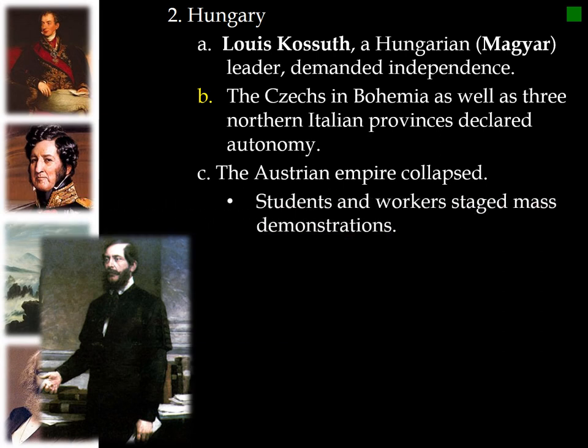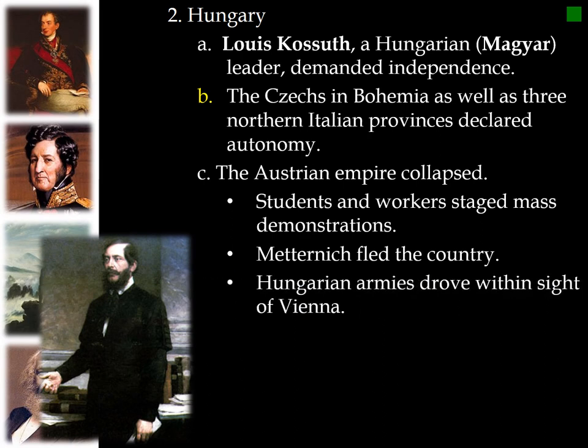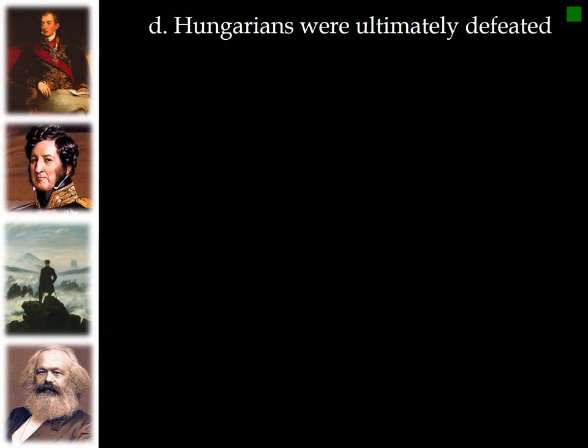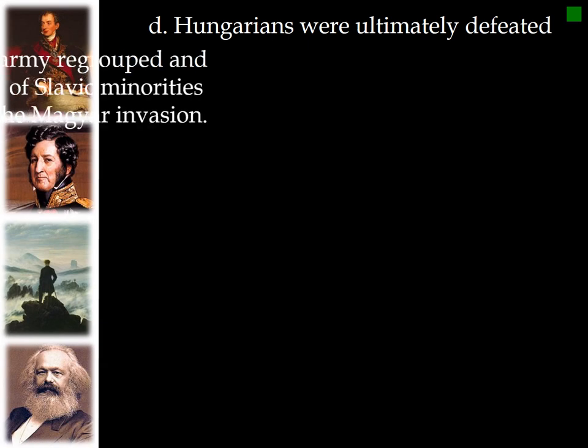Students and workers staged mass demonstrations throughout the empire. Metternich was forced to flee the country. The Hungarian armies drove within sight of Vienna and demanded their independence. However, by the end of 1848, the Hungarians and the other national groups were ultimately defeated.